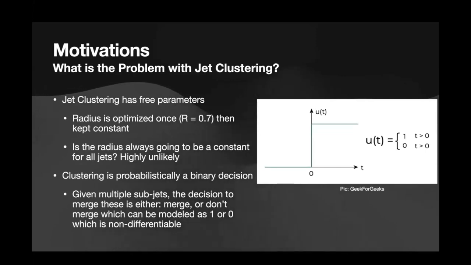If you have higher momentum jets, you expect a smaller radius. If you have lower momentum jets, you expect a fatter or wider jet, right? So your radius isn't necessarily always going to be the same. So just having one constant value for it doesn't necessarily make the most sense.